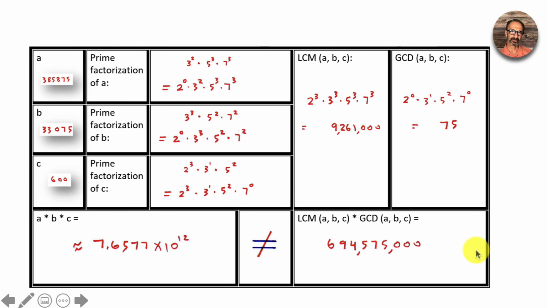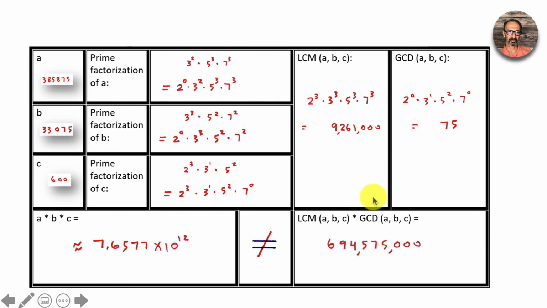So what's happening? Earlier we talked about A times B equals the LCM times the GCD, but when I used ABC in this example, it did not work. So what's happening, we will see in a few minutes.